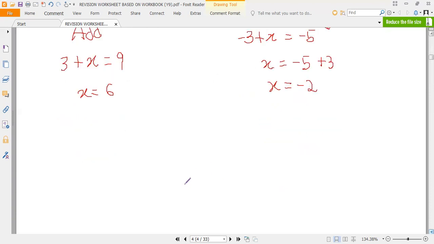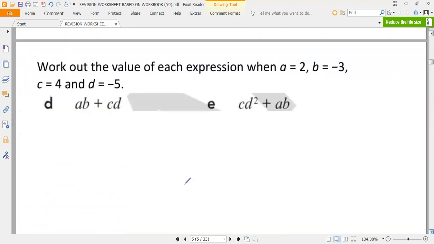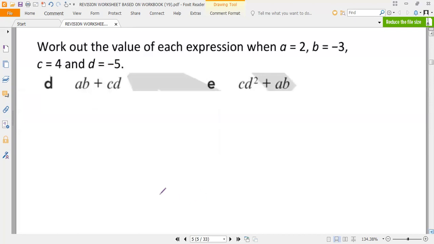The next one, substituting numbers into expressions. A equals 2, a positive number. B equals -3, a negative number, be careful. C equals 4, and D equals -5, a negative number again, please be extremely careful.